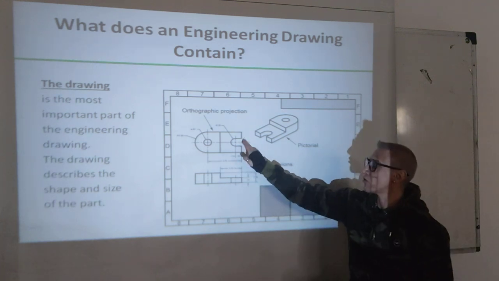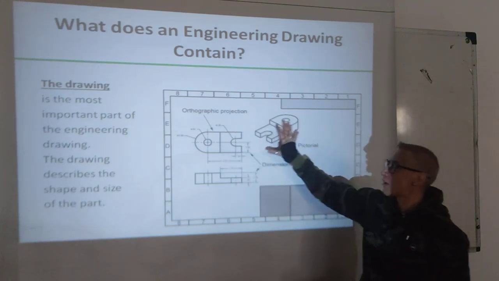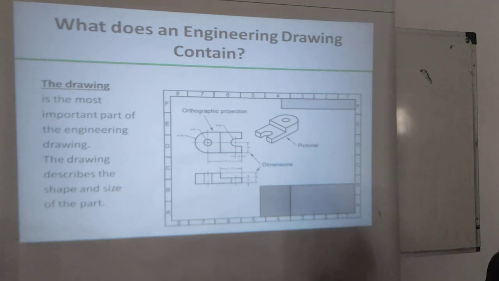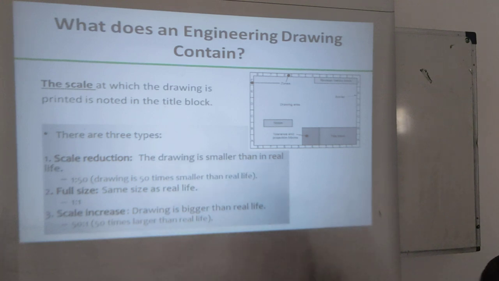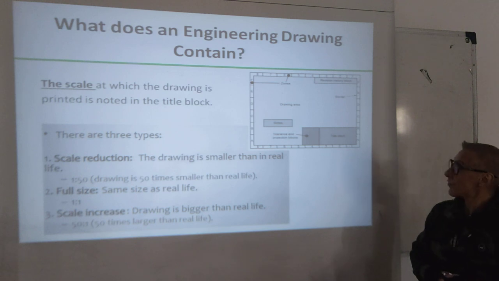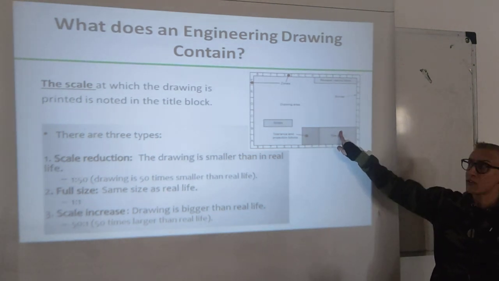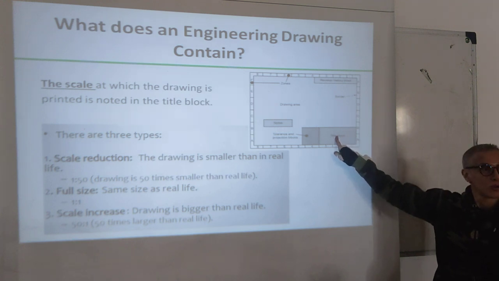And you can see all the measurements. These drawings are done to scale, with a specific scale. We will talk about that also in a minute. So, the scale. The scale is always put here, in the title block. What is the scale? Okay, so always a drawing is done to scale.